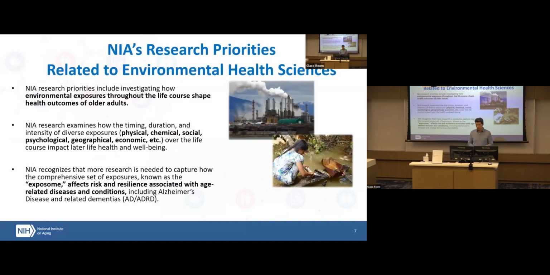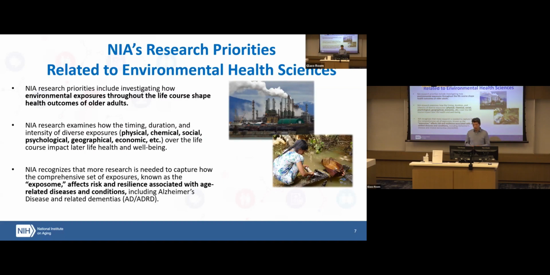So some of NIA's research priorities related to the environmental health sciences more broadly is looking at exposures throughout the life course and how this shapes health outcomes of older adults. So looking both at early and mid-life stages. And then also how the timing, duration, and intensity of these different exposures, be it physical, chemical, sociological, geographic or economic, over the life course impact later life and well-being.